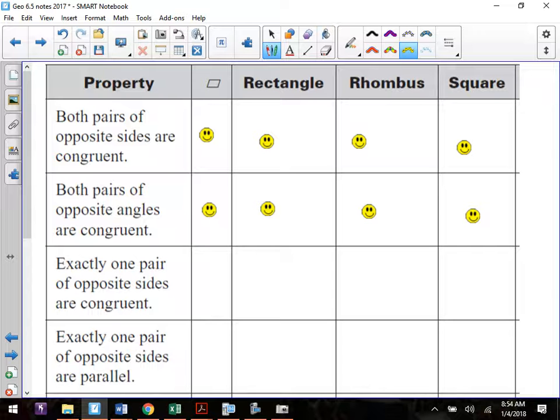Those are two ones that we're going to talk about tomorrow. You guys have all seen them before. You guys know what that's called? That's a kite. Kites have one pair of opposite angles that are congruent. Kites also have two sets of consecutive sides that are congruent, and the angles that are the same between them are these guys here.